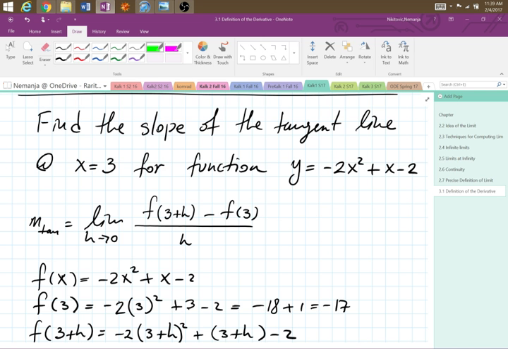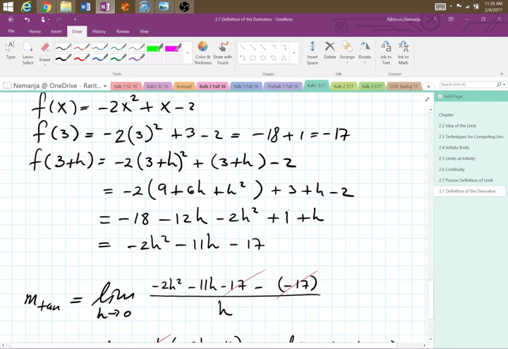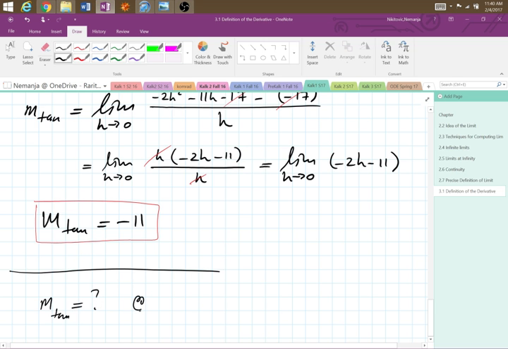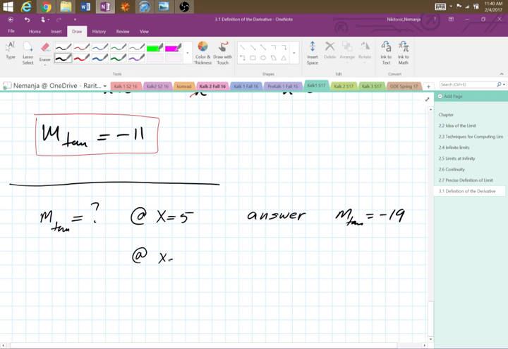We talked about the slope of the tangent line, and we said that we can find the slope of the tangent line, let's say at 3 for the given function, by doing this particular calculation. And then I asked you to give me the slope of the tangent line for the same function at 5. And the answer was m tangent was negative 19. And then I said, how about at x equals negative 4? And the answer was 17.